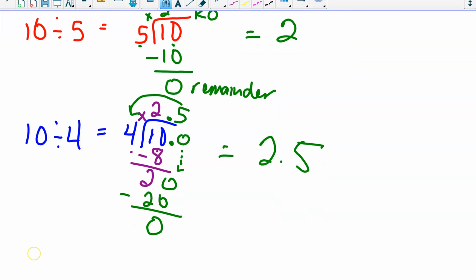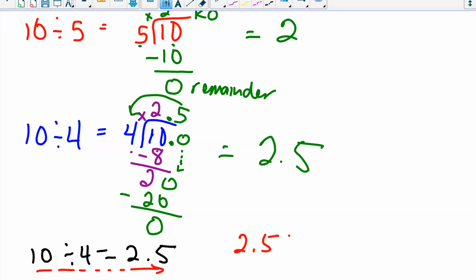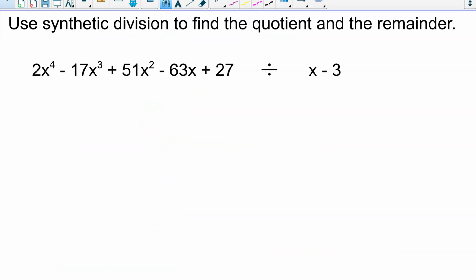So I just want to point this out to you. 10 divided by 4 equals 2.5. And if I work this backward, you could say 2.5 times 4 equals 10. So going backward, it works both ways. Okay, we're going to do synthetic division with polynomials now.